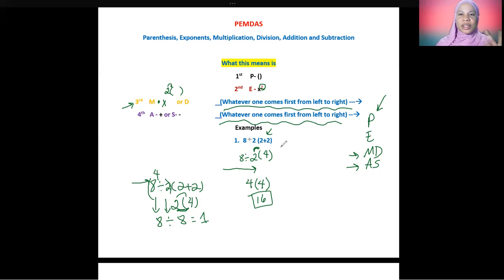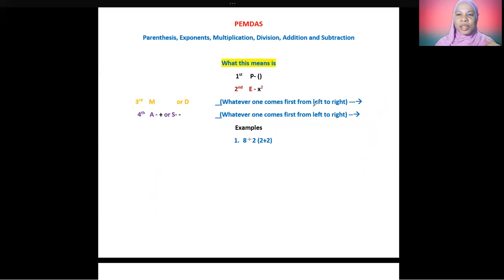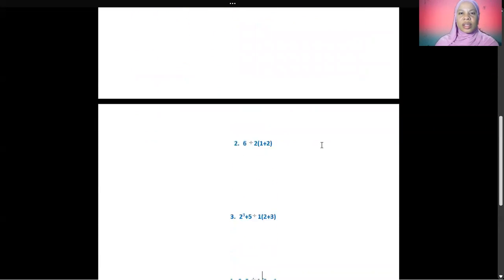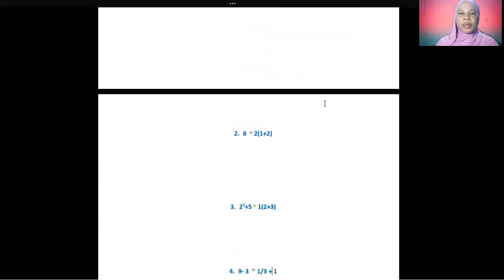Okay, so that's one thing. So let me go ahead to the other 2 problems really quick. Let me pull this up, go down here real quick. Okay, so let's look at this other problem. Number 2 is 6 divided by 2 times the quantity of 1 plus 2.